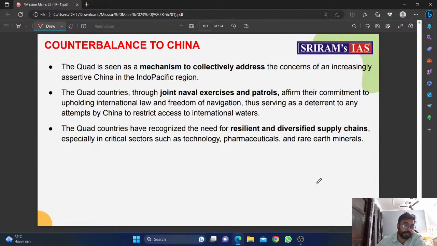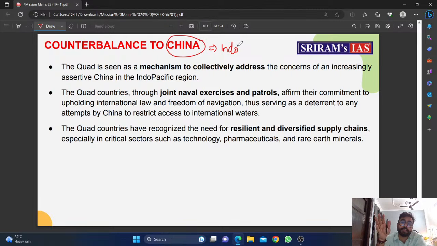Then counterbalance to China. Like how the Quad is basically perceived as to tackle China, because in Indo-Pacific region and Indian Ocean region and the Pacific Sea, one country that is hindering the trade, the access, is China. So Quad is perceived as a mechanism to collectively ascertain China or to stop China. This is what they are targeting.